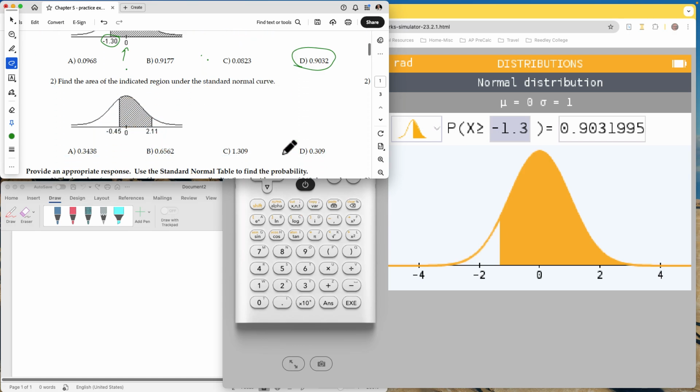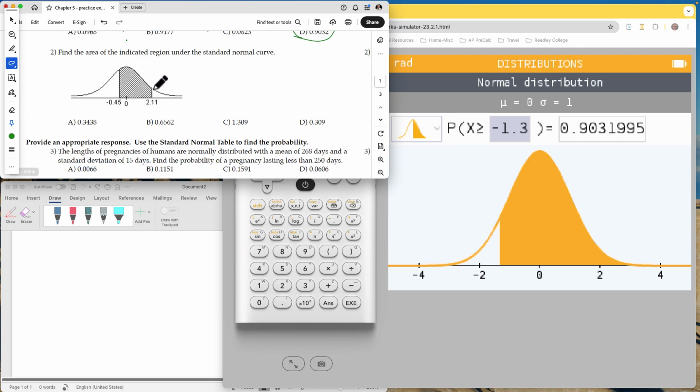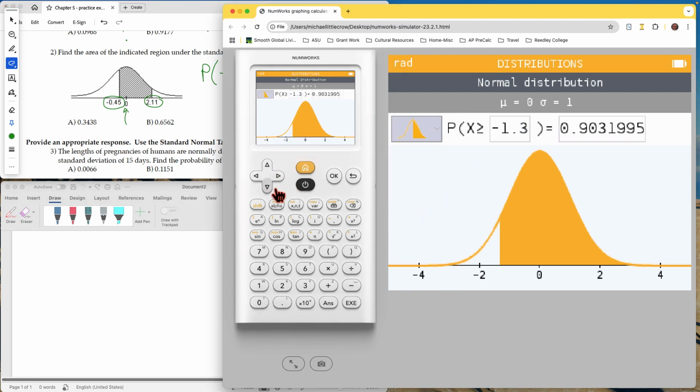This one, find the area of the indicated region under the standard normal curve. We're going to do the same thing. It's still got the mean of 0. The only difference is we are getting the area between two values. So this is going to look something like the probability that negative 0.45 is less than x is less than 2.11.